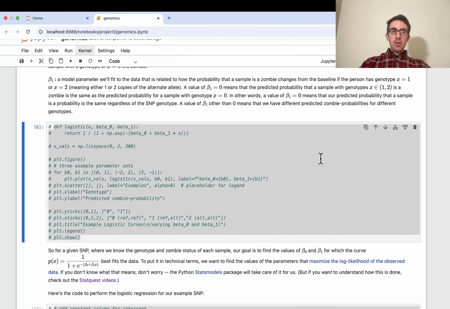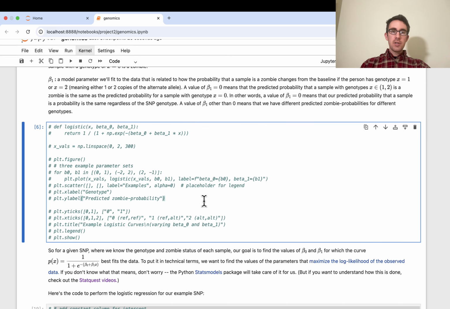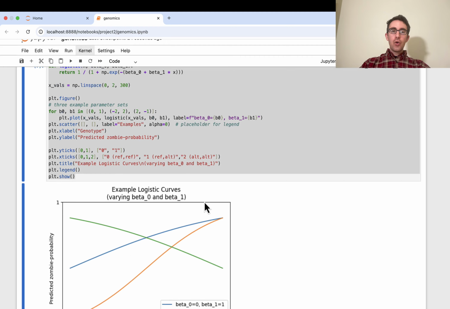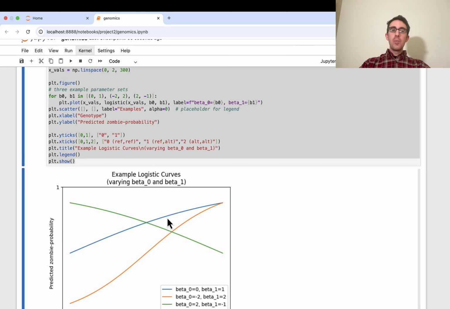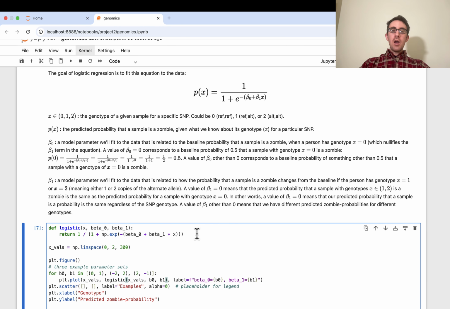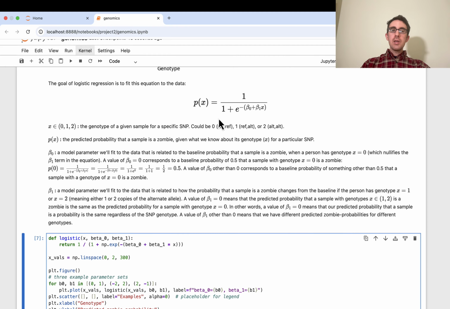Okay, so the next thing to talk about, now that we've covered some of this equation, is drawing some example curves of this logistic growth equation we're talking about. So this whole block of code is just defining this equation as a Python function that takes in x, which is our genotype, and then beta 0 and beta 1 as the inputs, and then returns the predicted probability that a sample is a case or a control based on the genotype.